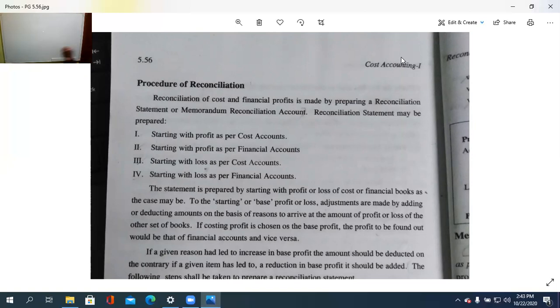We can take it in this way: starting with the profit as per cost accounts, or starting with the profit as per financial accounts, or starting with the loss as per cost accounts, or starting with the loss as per financial accounts.